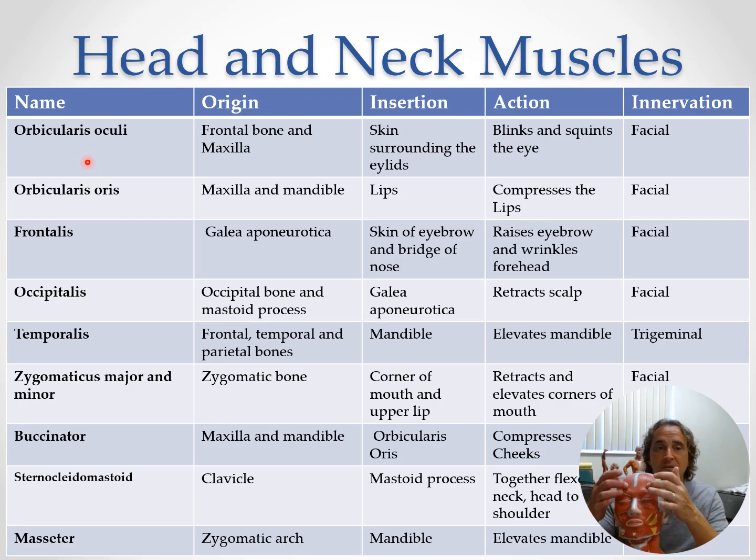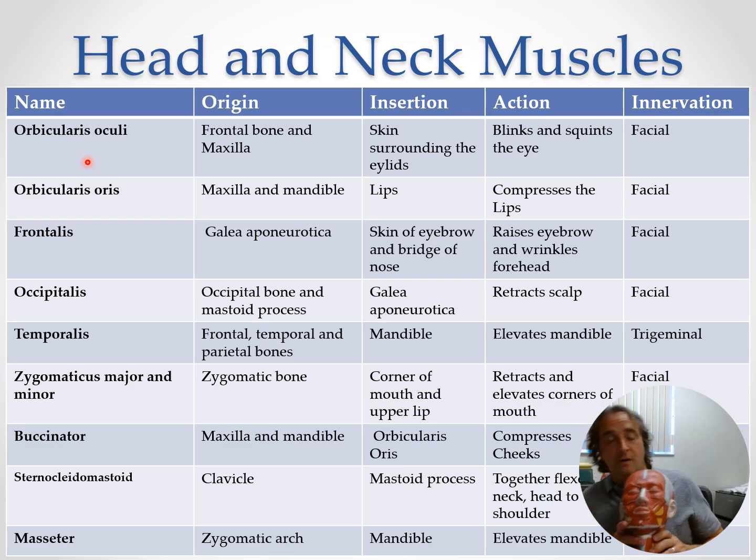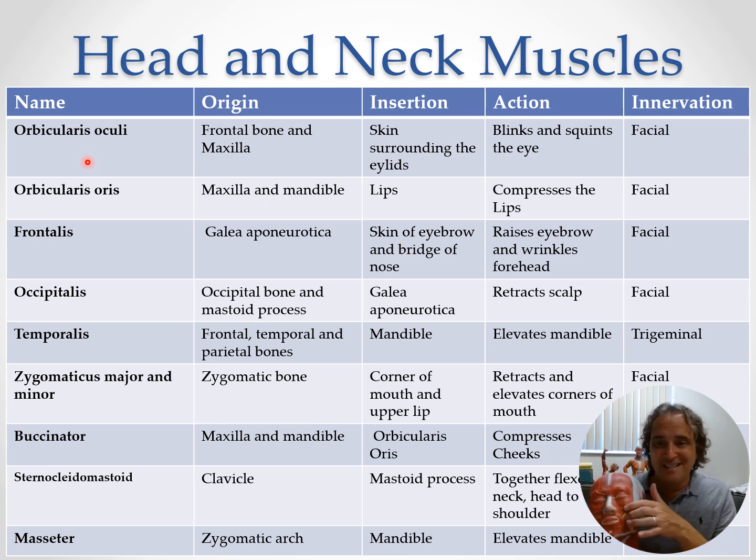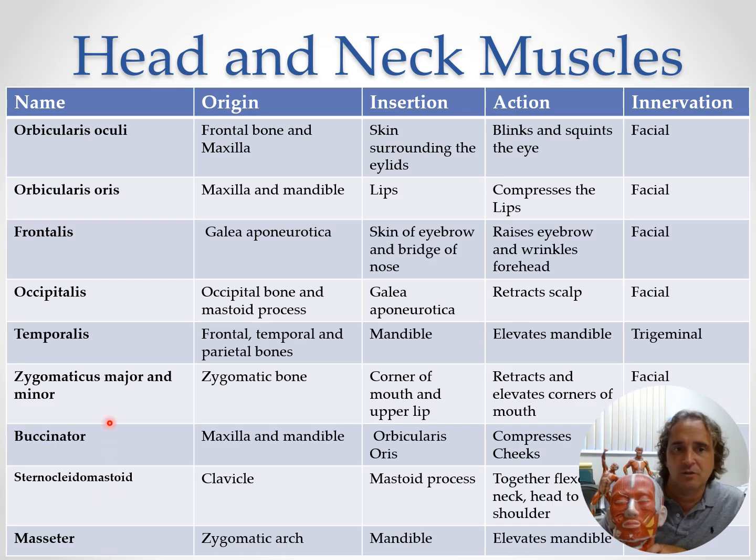Frontalis is going to be in the front. Occipitalis will be in the back. Temporalis will be on the side. Zygomaticus major and minor, I'm going to show you on the picture because they're right here. They're very, very small. It's not going to show up in this view, so I will wait until we get to the picture to show you which one's medial and which one's lateral.